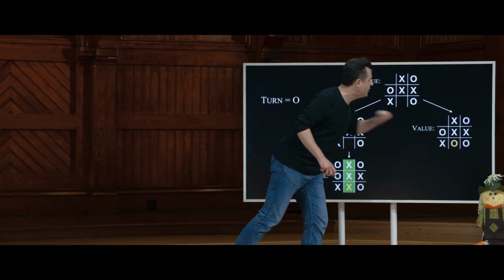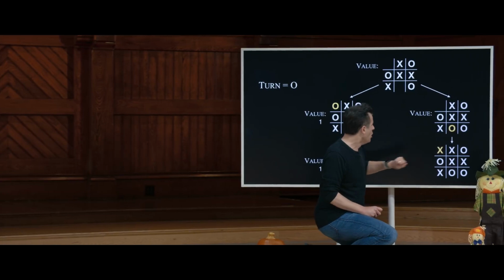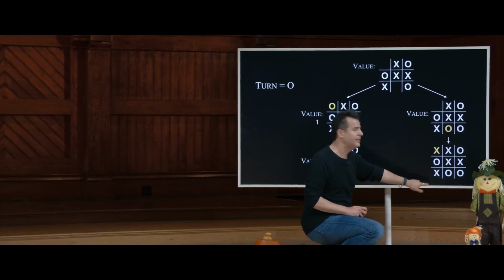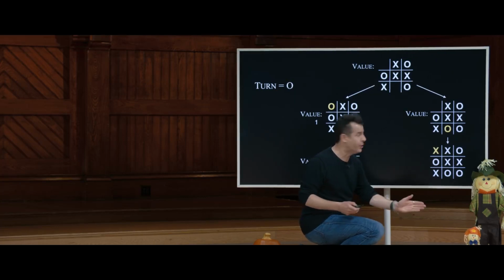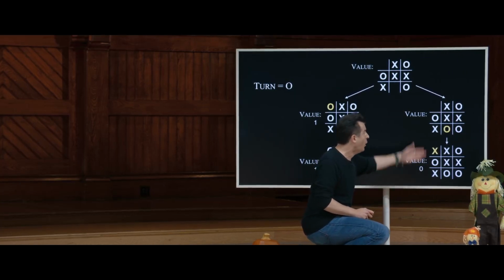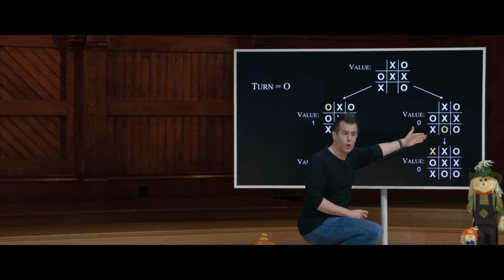But let's see what the value of this board is. Suppose that indeed X goes in that top left corner here. What's the value of this board here? 0, because no one has won. There's no X's or O's 3 in a row. So the value of this board is 0. There's only one way logically to get there. So we might as well think of the value of this board as also 0.